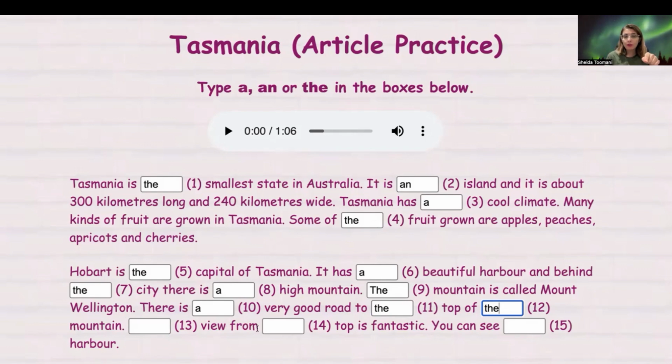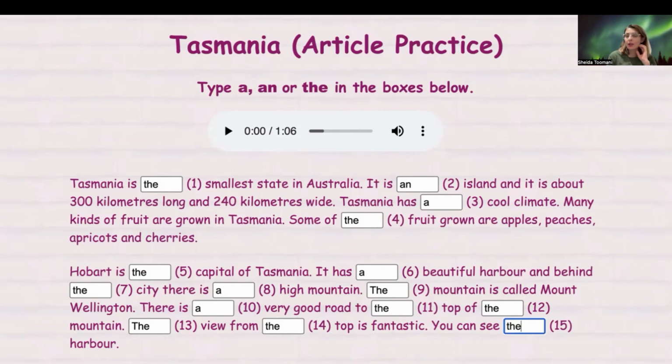And then view from top. Which top? Top of the mountain. So we have the here. View from something else, something of something else. So the view from the top is fantastic. You can see harbor. Do we know anything about the harbor? Yes, it has been mentioned here. You can see the harbor.